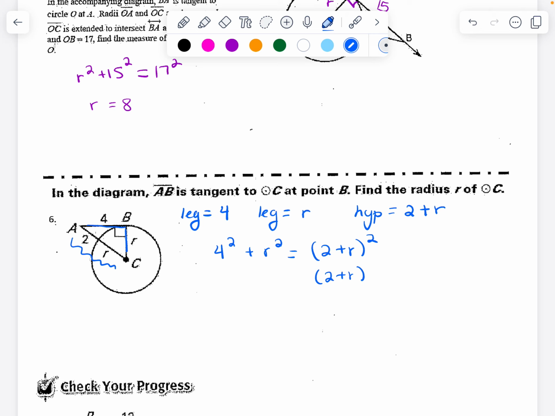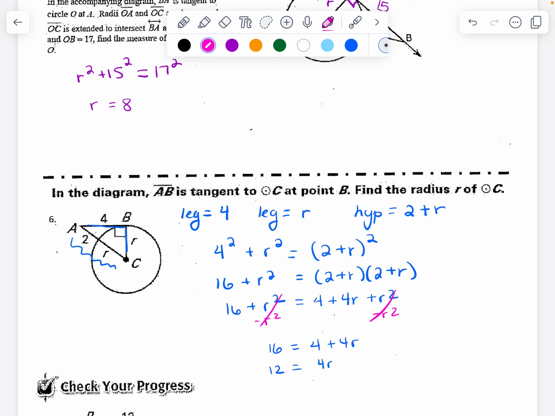2 plus R quantity squared is just 2 plus R times 2 plus R. So you're going to use the FOIL method to work that out. And you get 4 plus 4R plus R squared. And then you would subtract out your R squared, and what happens is they cancel out on both sides. And so that's fantastic because now I don't have to worry about a quadratic equation. I'm going to subtract 4 from both sides to get 12. And then I divide by the 4, and my radius in this case is 3.